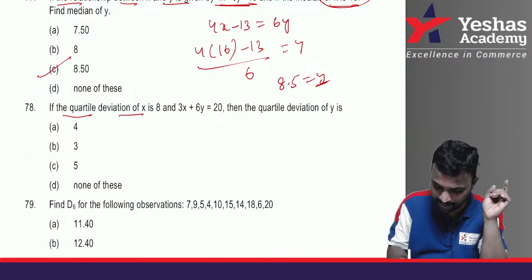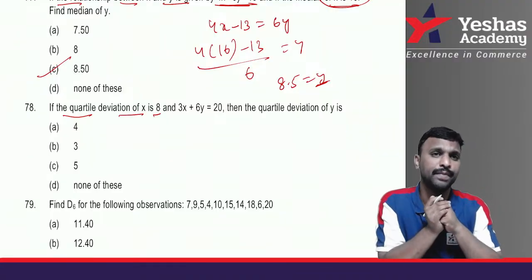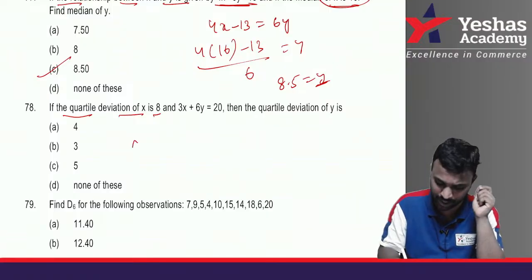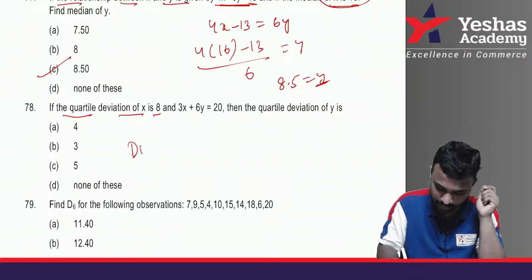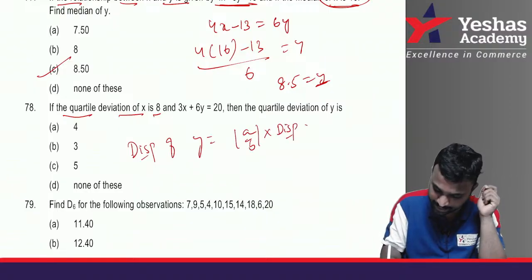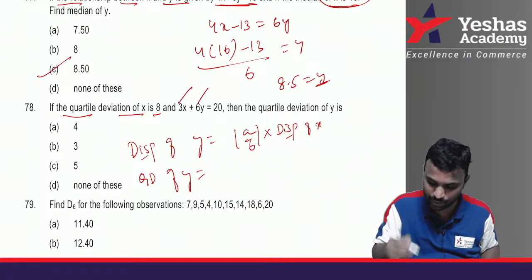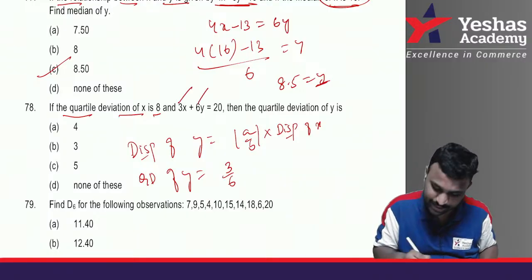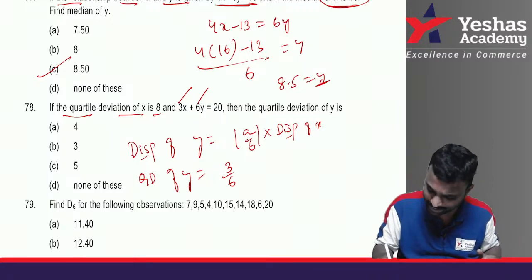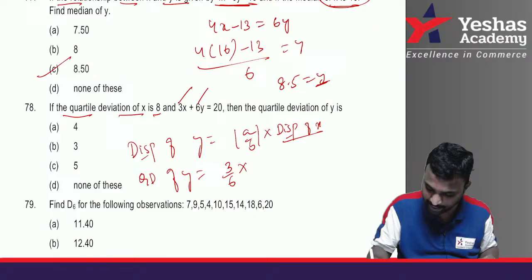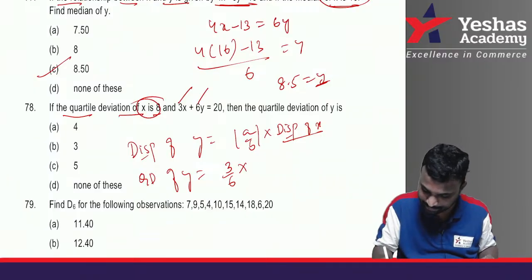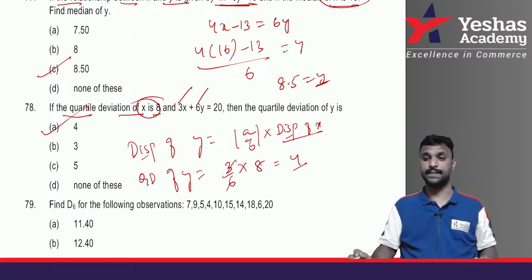If the quartile deviation of x is 8, guys, quartile deviation is basically a dispersion measure. Dispersion of y is mod A by B into dispersion of x. Here the dispersion measure being quartile deviation, QD of y is mod A by B. A value is coefficient of x, B value is coefficient of y. Basically it is 3 by 6. Both are positive values, so no need to take the modulus. QD of x is 8, so it is 8 by 2, which is 4. So QD of y is 4.